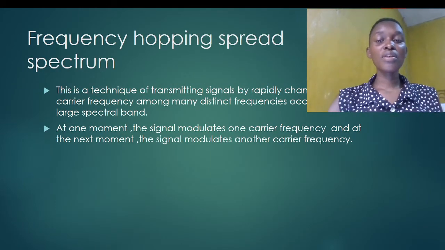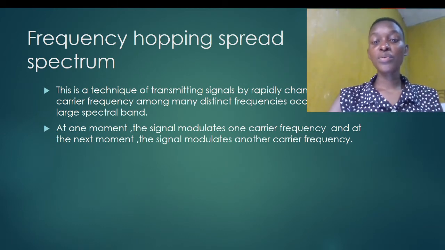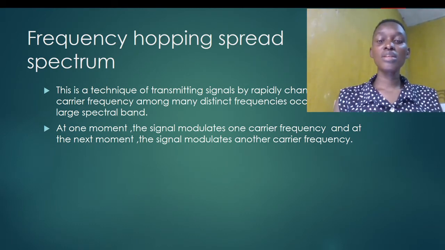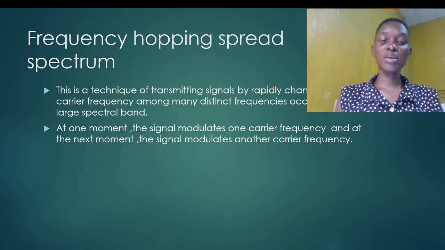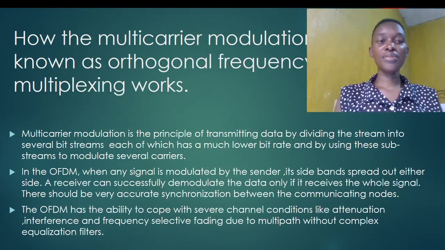In the frequency hopping spread spectrum, we talk about the transmitting of signals by rapidly changing the carrier frequencies among distinct frequencies occupying a large spectral band. And frequency hopping spread spectrum is mainly applied in the transmitting of radio signals, because at one moment a signal modulates one carrier frequency, and at the next moment a signal modulates another carrier frequency.